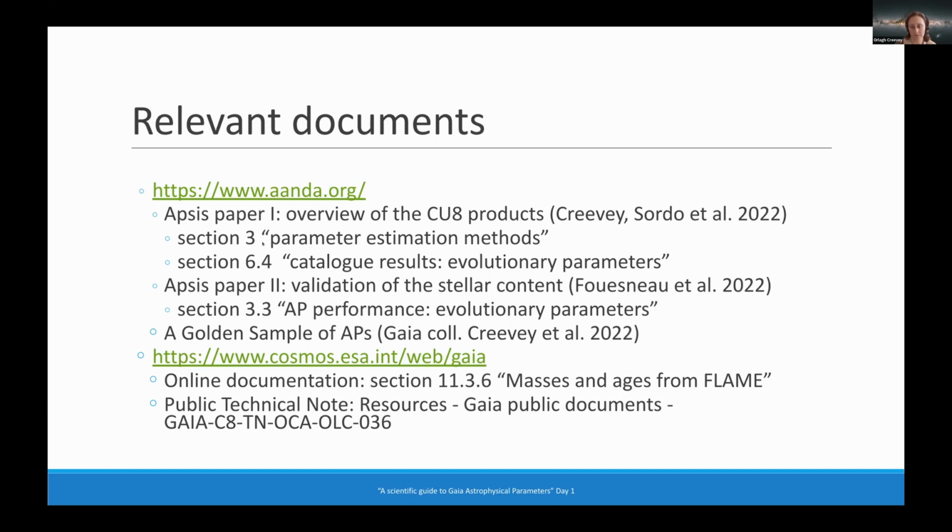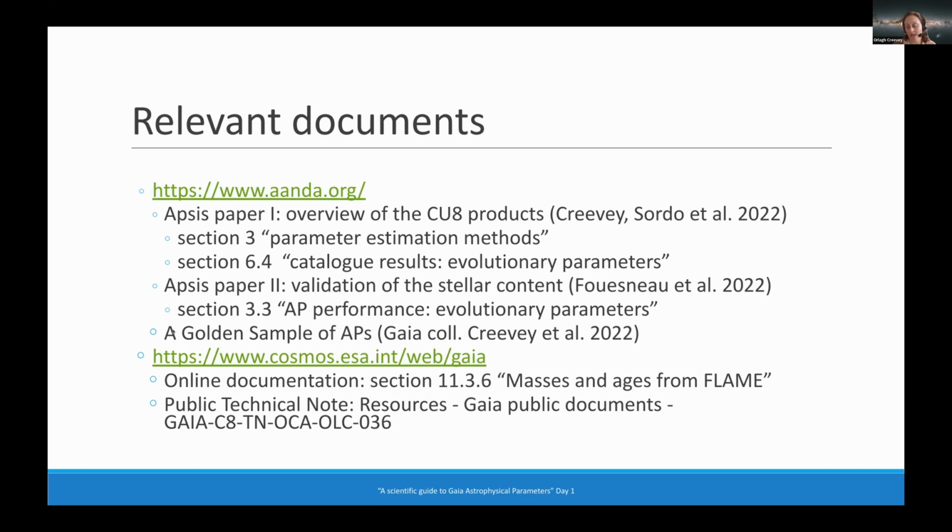For FLAME, there are specific sections. Section 3 covers the parameter estimation methods, and section 4 is dedicated to results on evolutionary parameters. The second paper is APSIS paper number 2, which is the validation of the stellar content. This is led by Maureen Fresneau, and the most relevant section is 3.3, the astrophysical parameter performance.